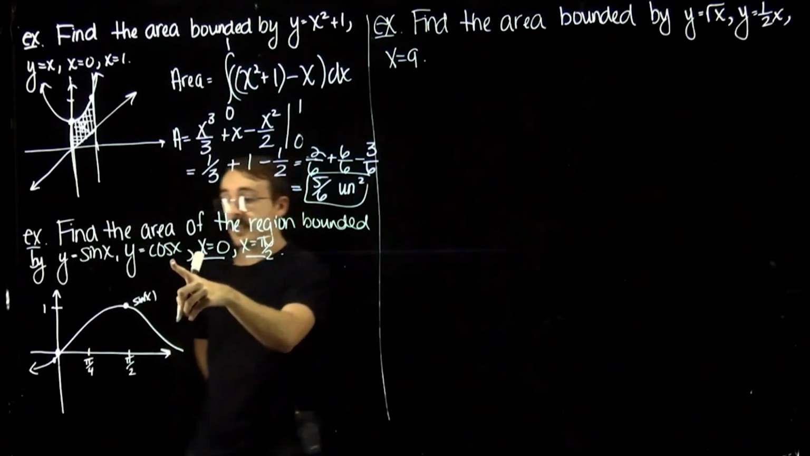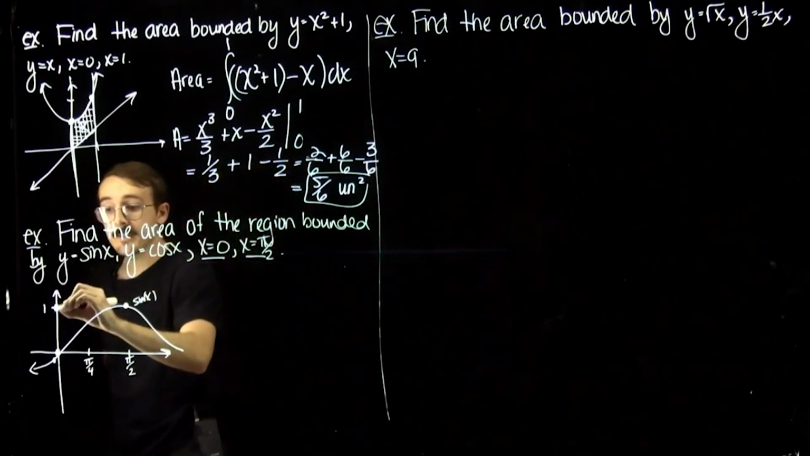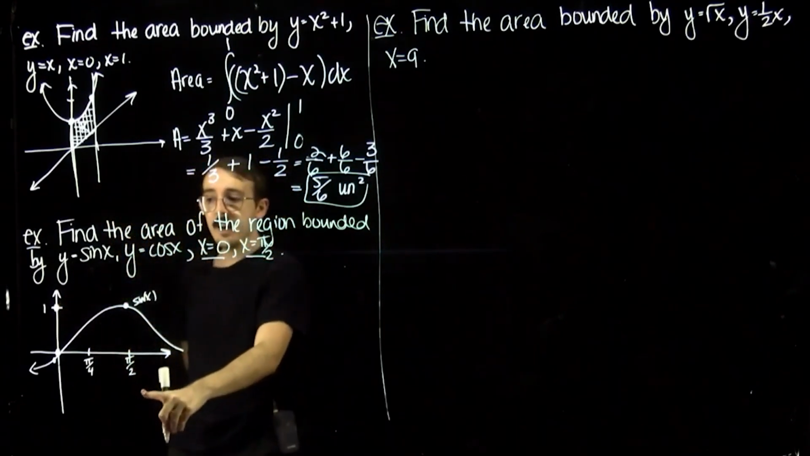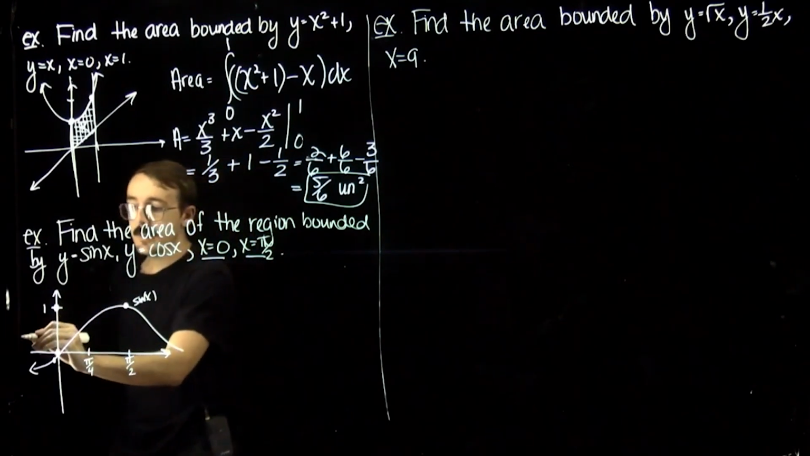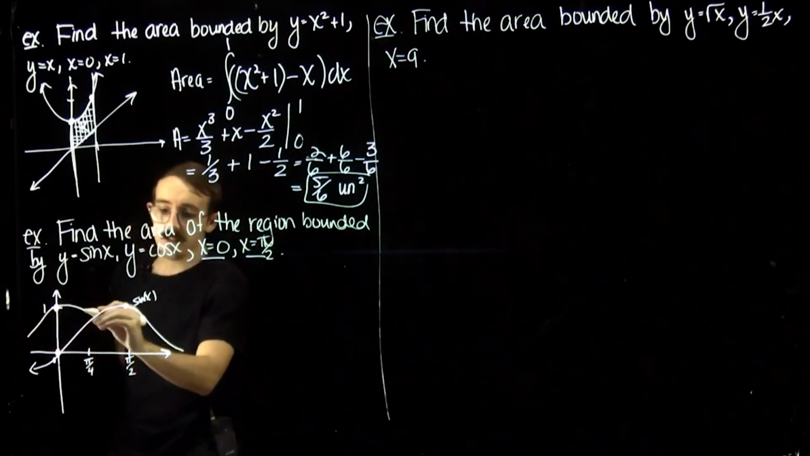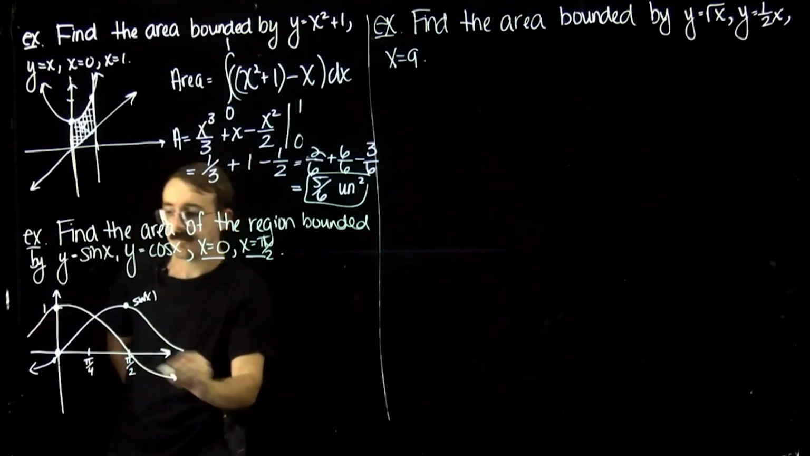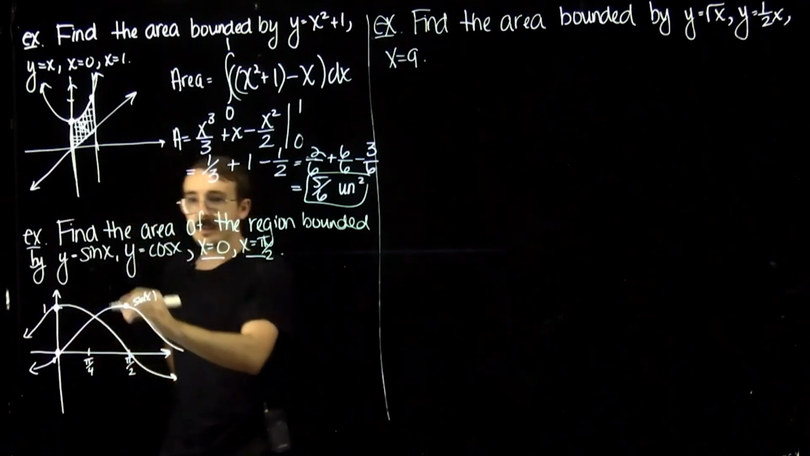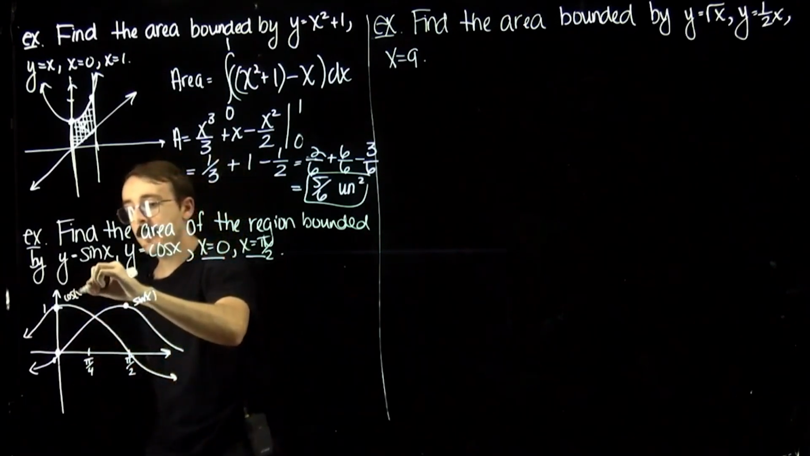Cosine of x, it actually starts at 1. So cosine of 0 is 1. And then at pi over 2, this one goes down to 0, like that. So this one is my cosine graph.